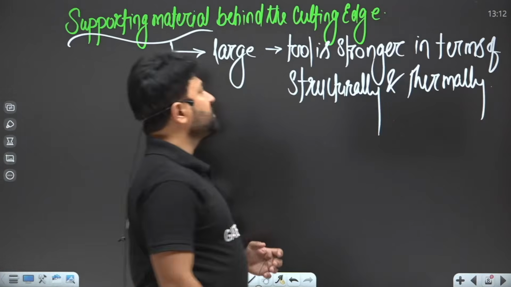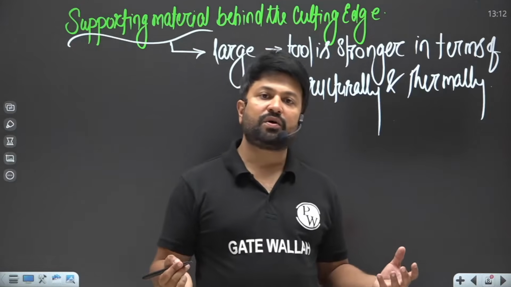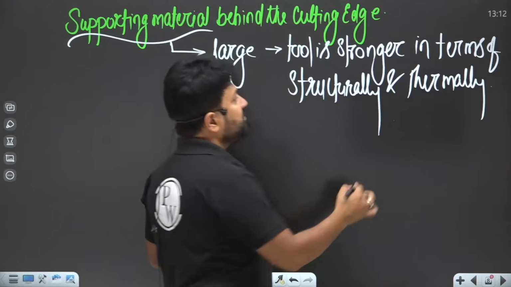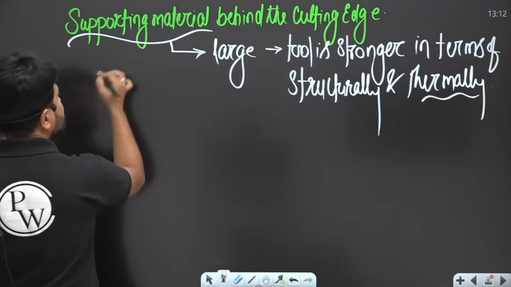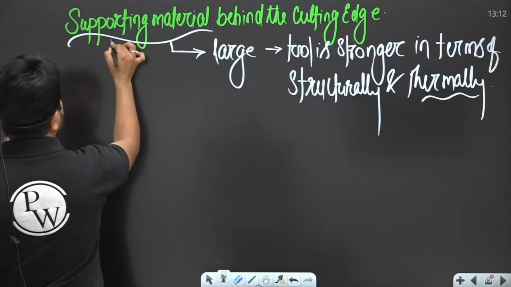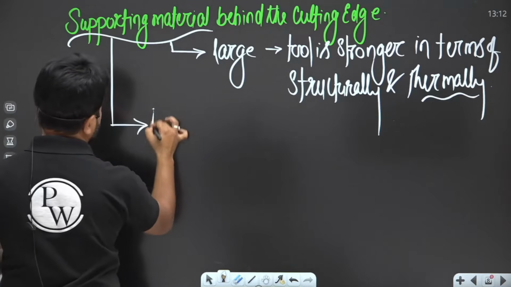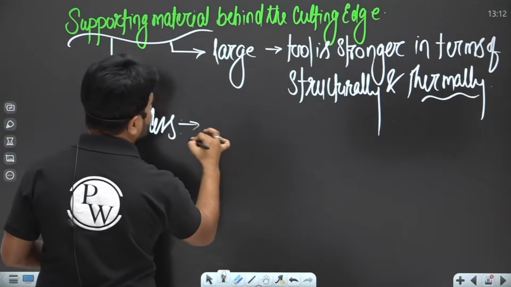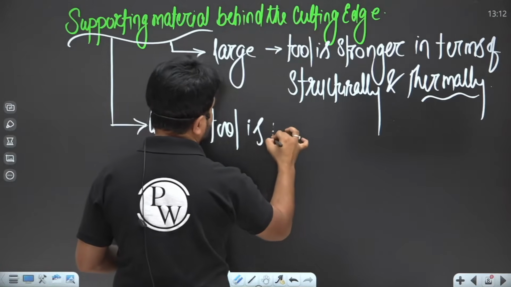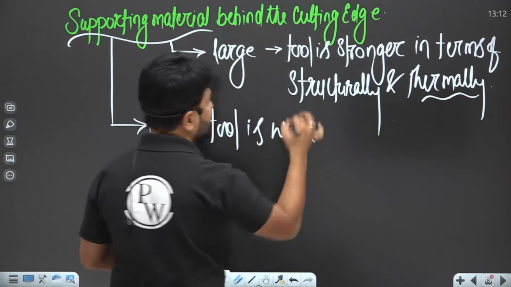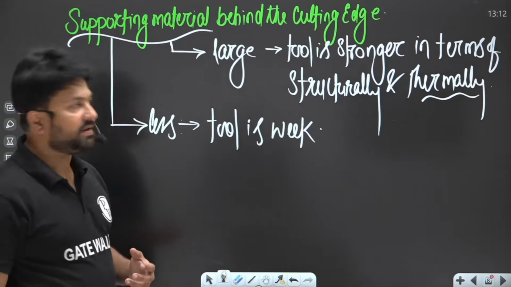Right? So structurally it can bear a greater load, and thermally it can bear a higher temperature. But suppose the supporting material is less, then the tool is weak. Overall you can say the tool is weak, structurally and thermally, right?